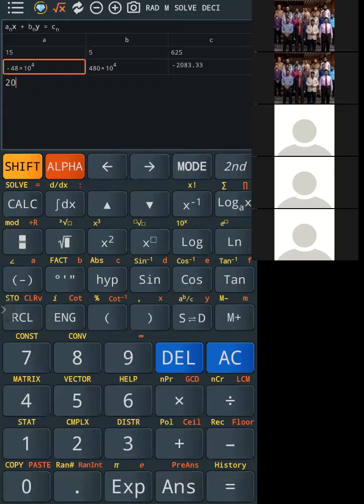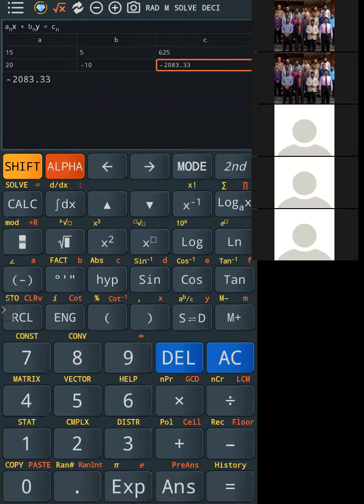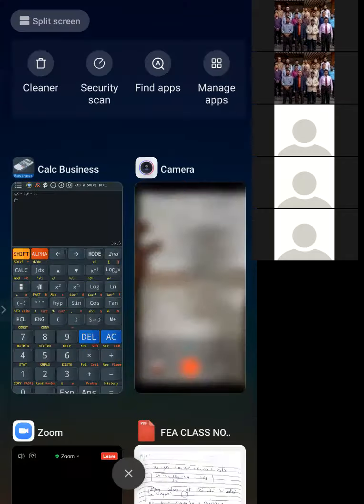20, then minus 10, then 225, right? So now tell me, x you are getting as 29.5 and y you are getting as 36.5. Is it okay? Is it okay to each of you?